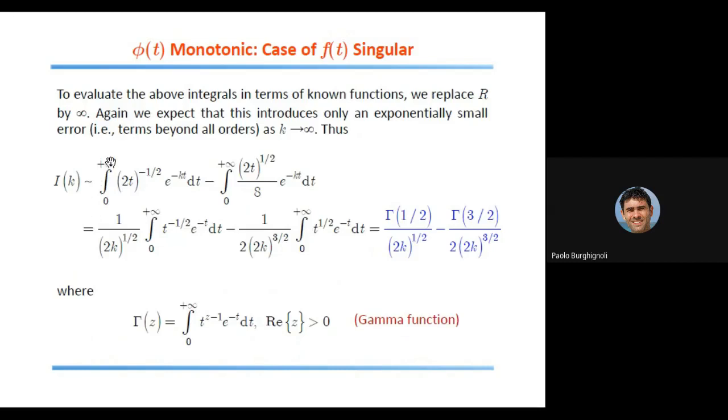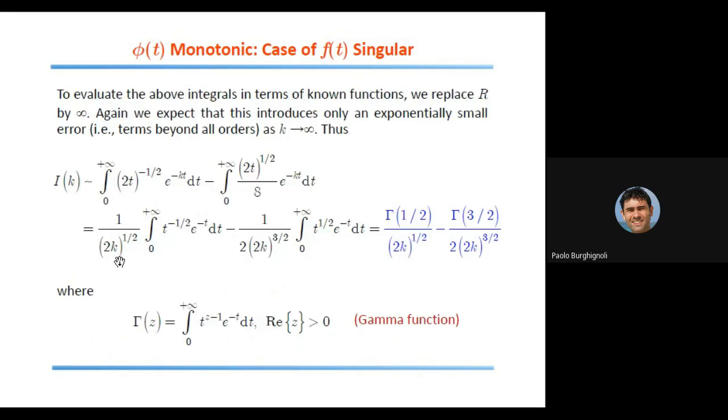What's the use of extending the integration domain to infinity? Well, the use is that now the integral extended to the positive real axis of t to some power times the exponential is by definition the gamma function that we defined in one of the previous lessons. So we are able to express those integrals in terms of the gamma function. In particular, in this example, the first integral is expressible in terms of the gamma function with the argument 1 over 2, whereas the second integral is the gamma function with the argument 3 over 2.